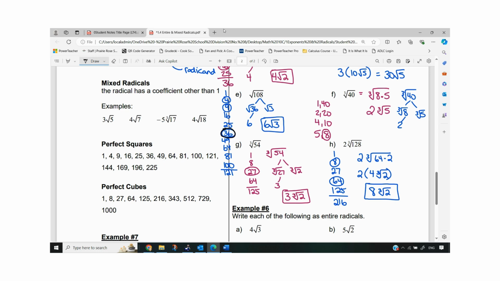Looking at G, the cube root of 54, when I make my perfect cubes list there, you'll notice that the only perfect cube that goes into 54 is 27. The better you know your factors, the quicker you're going to start to recognize which perfect squares or perfect cubes you can pull out of that radicand. So here I have cube root of 27 times the cube root of 2. Cube root 27 can break down to 3. I'm left with 3 times the cube root of 2.